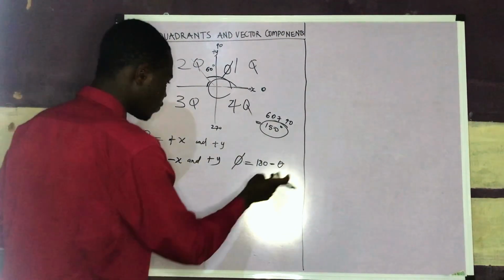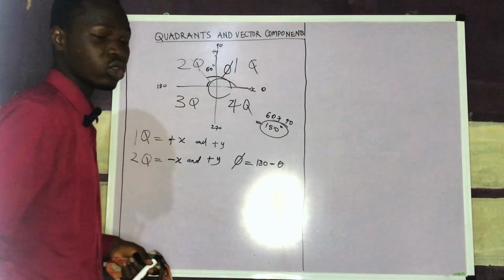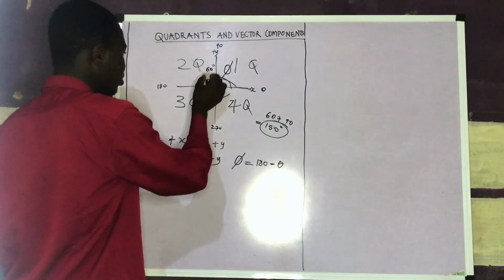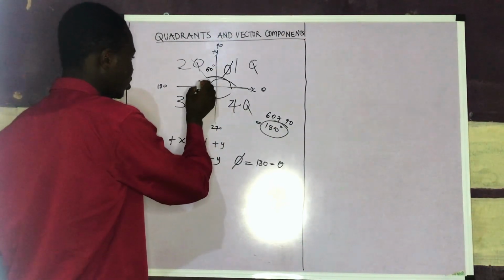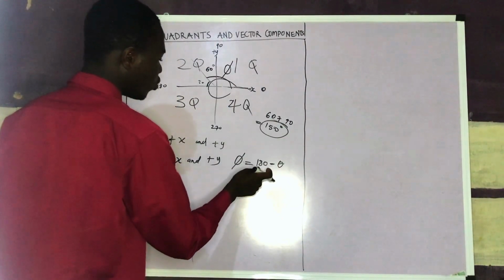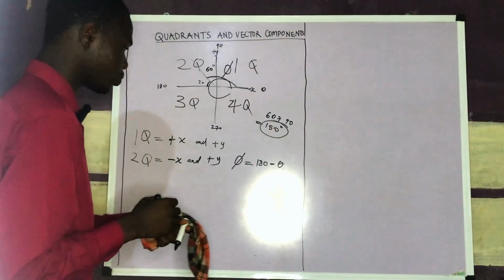But if you want to use this formula, this angle is always to the horizontal. That means 60 minus 90. Since this place is angle 90, that's 30. That means here will be 30. That means your angle phi is 180 minus 30, which is 150. It's still the same thing.